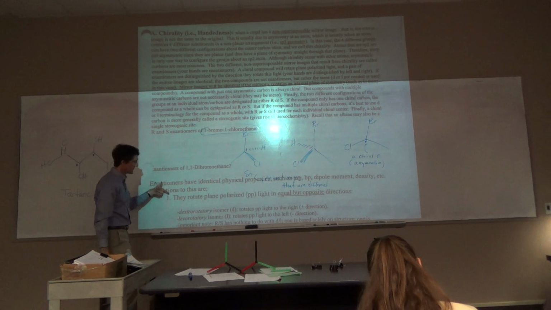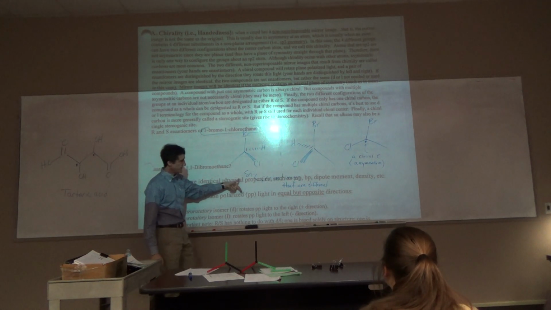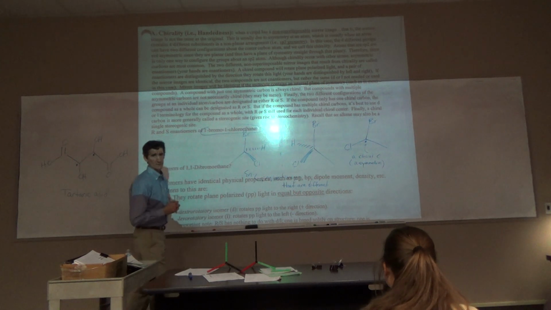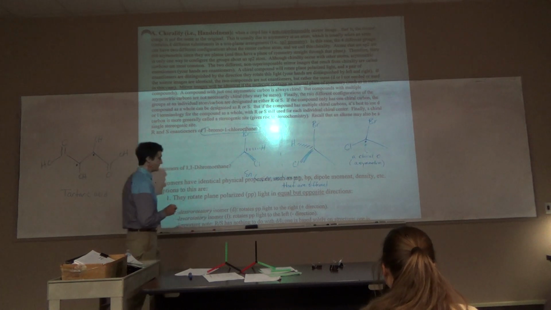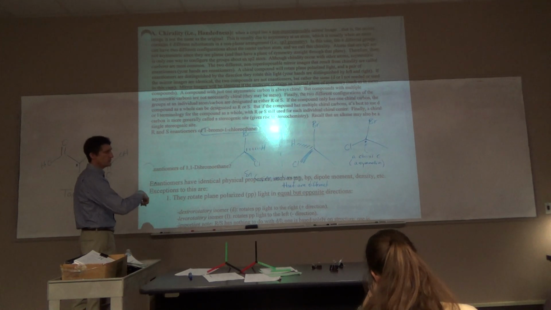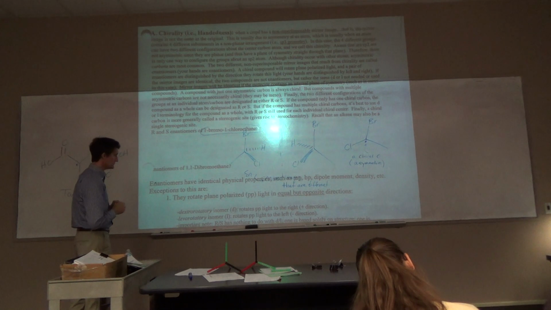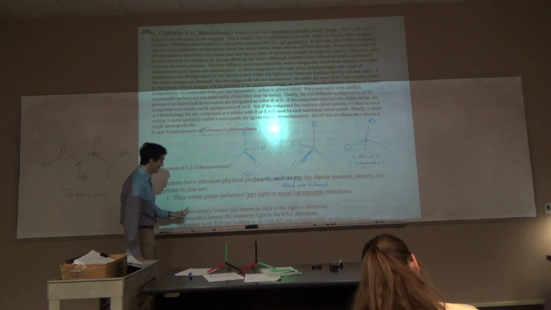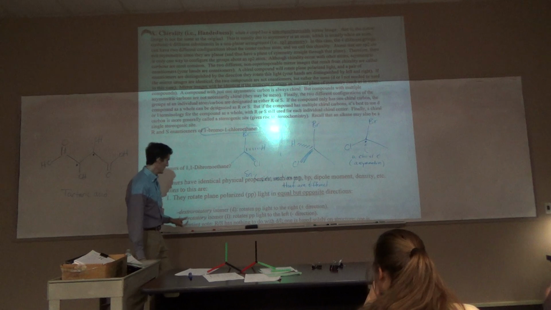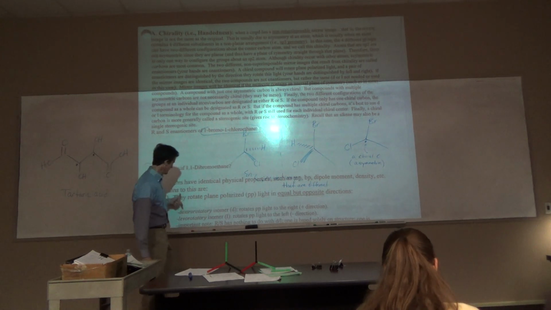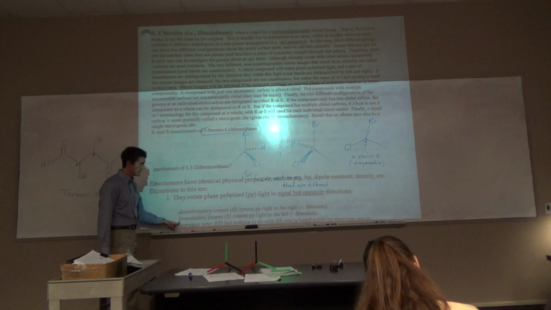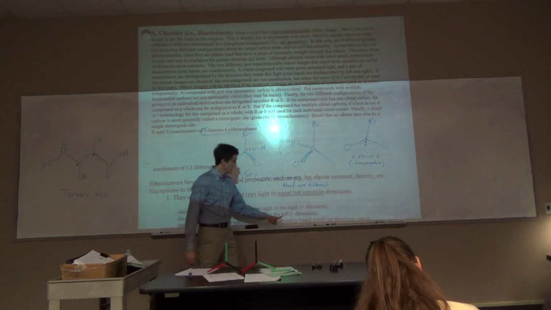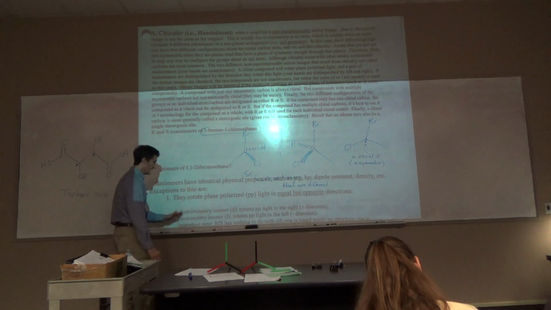Quirk of nature, though. They do rotate plane polarized light in equal but opposite directions. One of them will rotate PP light one way, like to the left, and one of them will rotate PP light the other way. The one that rotates light to the right, which is the positive direction, is called dextrorotatory. The one that rotates light to the left is called levorotatory. D or L, plus or minus. Left being minus.